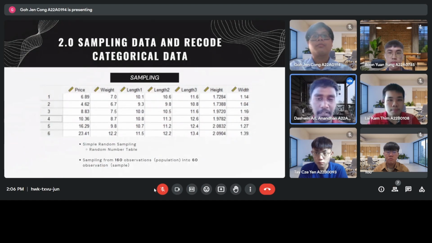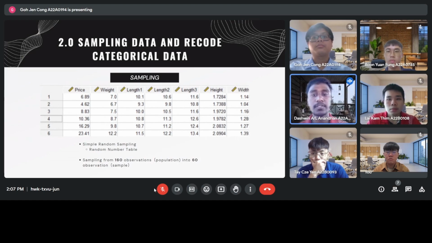Hello, everyone. My name is Dashwin Anandan. My matric number is AFT2106. Today, I would like to discuss the process of sampling and its importance in getting data to make inferences for a population. Specifically, we will explore how we utilize simple random sampling to select 60 observations from a population of 160. Sampling is a crucial technique that involves selecting a smaller yet representative group of units from a larger population. By doing so, we aim to gain insights and draw conclusions that can be generalized to the entire population. In our case, we employ simple random sampling to ensure fairness and unbiased representation.